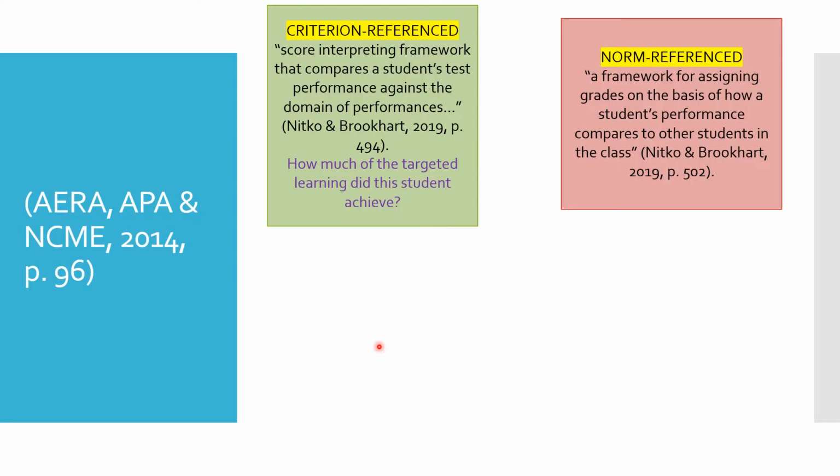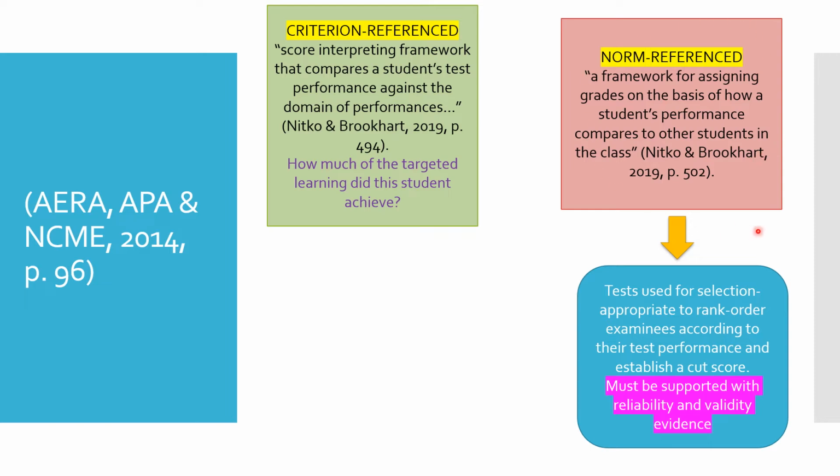They spoke about norm reference tests, and in order for us to understand norm reference, we just want to go back to what a norm reference test is. It's a framework for assigning grades on the basis of how a student's performance compares to other students in the class. So here, this is a comparison to other students. This is also important when we talk about standard setting methods, because one is based on the test and one is based on the work of the test taker or the examinee. So the standards are saying that tests used for selection are appropriate, this is to rank order examinees. So when you think norm reference, it is associated with some kind of ranking of examinees, as in the SEA exam. So they are ranked according to their test performance, and they establish a cut score. So what they are saying is that it should be supported with reliable and valid evidence to make it defensible.